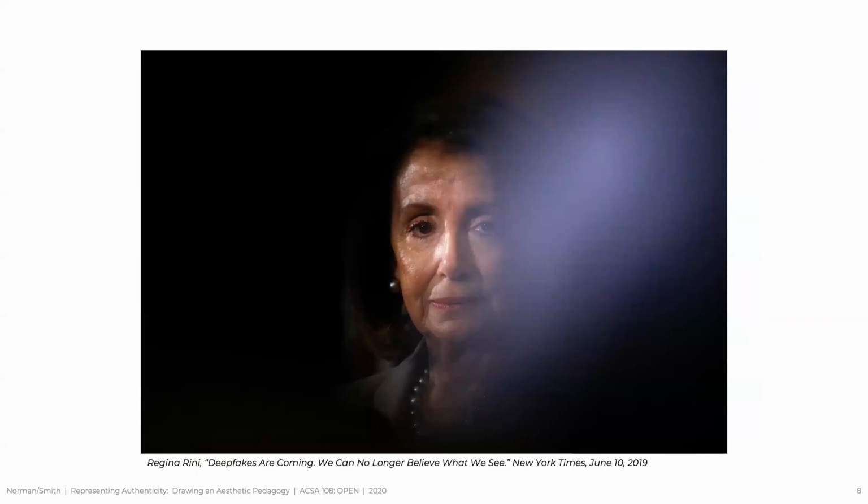Part 2, Constructing Image. In a recent opinion piece in the New York Times, philosopher Regina Rini considers the implications of the coming ubiquity of deepfake videos. Enabled by artificial intelligence and machine learning, deepfakes are fictions so convincing that even computers struggle to tell the difference.